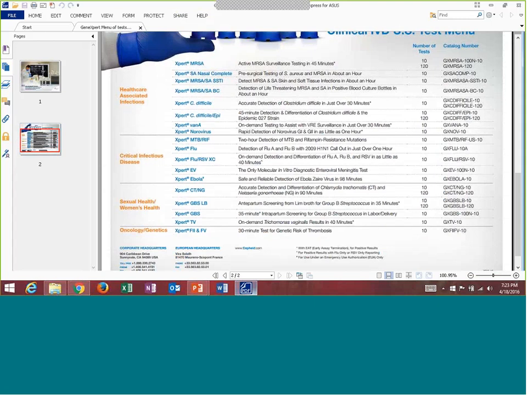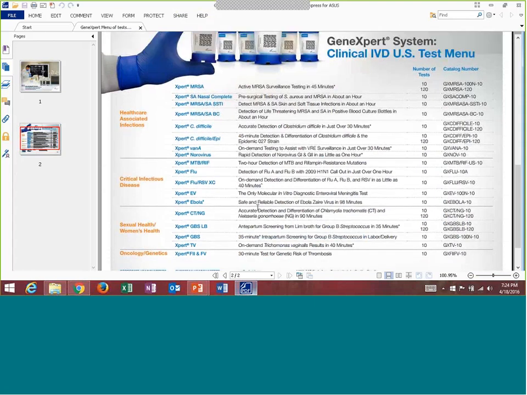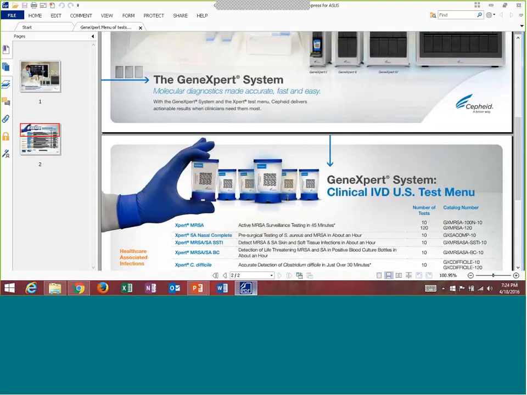Again, 35-minute screening for group B strep in labor and delivery. That's huge. It would take us a minimum of 1 to 2 days, 1 day to grow up group B strep and another day to identify it. So it would normally take 2 days to tell them, yes, you did have this. Now it's 35 minutes. And again, a 2-hour detection of tuberculosis. That's crazy. 45-minute detection of C. diff. So there's a lot of extremely efficient things here.